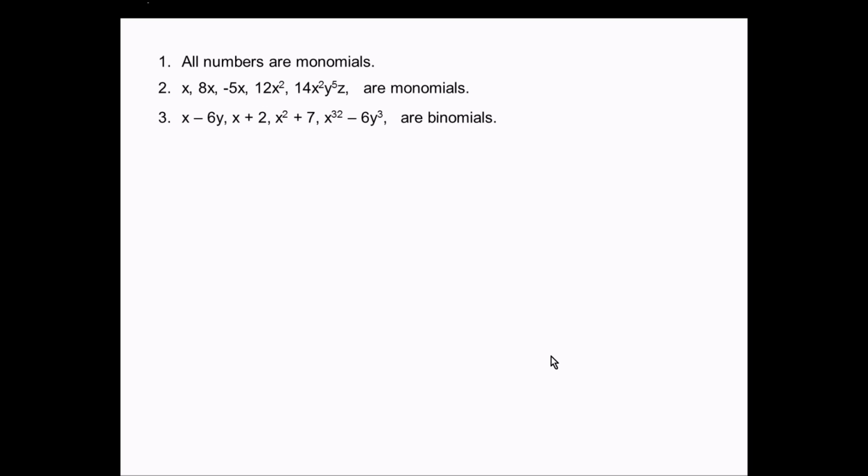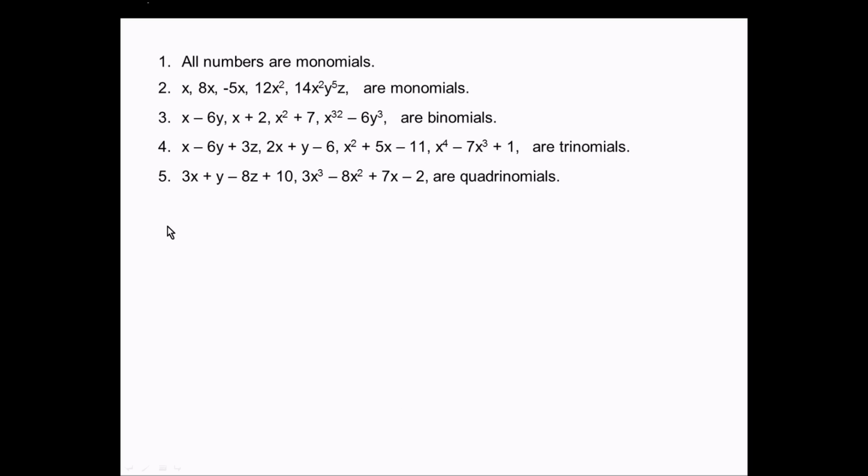Then x minus 6y, x plus 2, x squared plus 7, x to the 32nd minus 6y cubed. These are binomials. They have 2 terms, separated by a plus or minus sign. So this one consists of an x term and a y term. This has an x term and a constant term, an x squared and a constant term, and so on. Then these guys, x minus 6y plus 3z, 2x plus y minus 6, x squared plus 5x minus 11, x to the fourth minus 7x cubed plus 1, and so on. They have 3 terms. Those are trinomials.